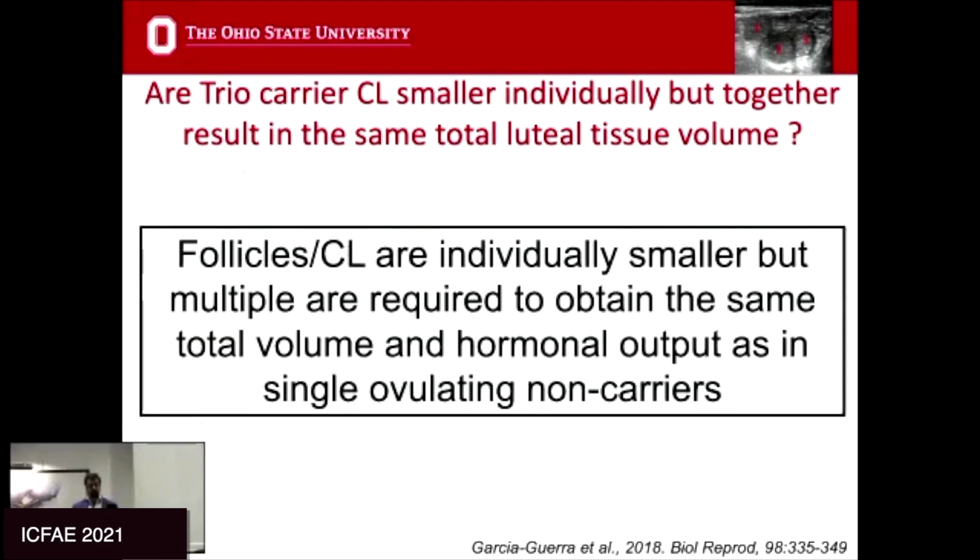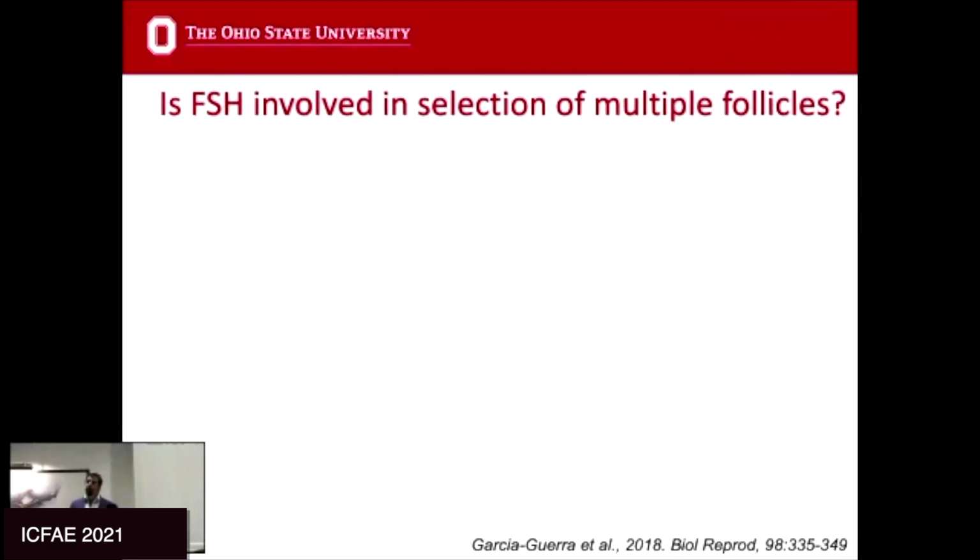So again, follicles and CL in trio carriers are individually smaller, but multiple are required to obtain the same total volume, whether you're talking about follicles or CL, and the same hormonal output as in single ovulating animals. The next thing we wanted to look at was FSH.